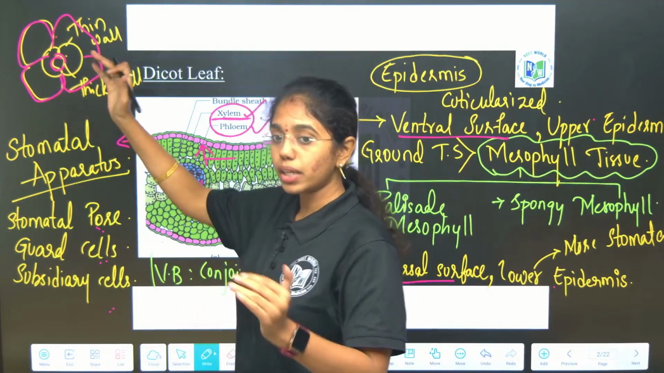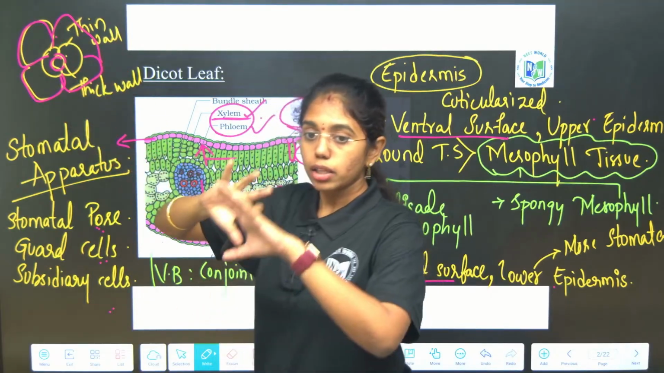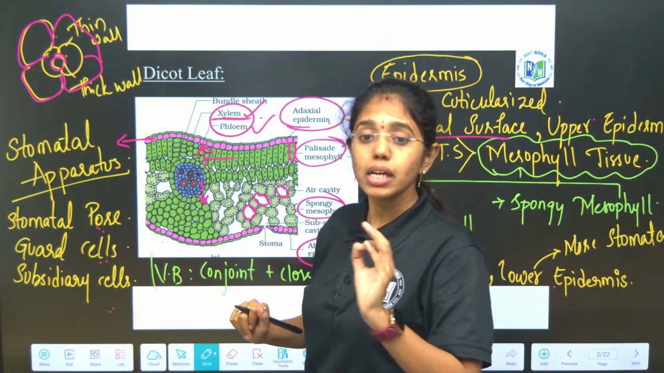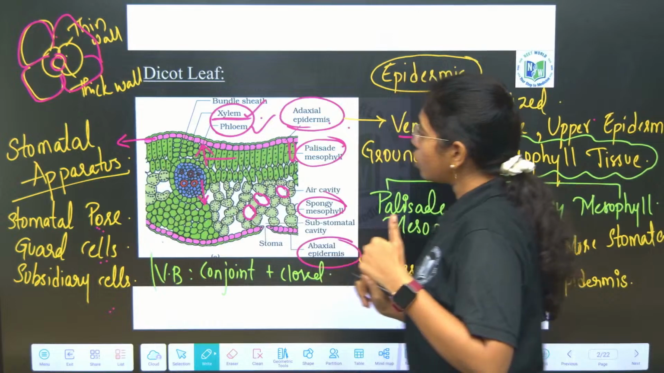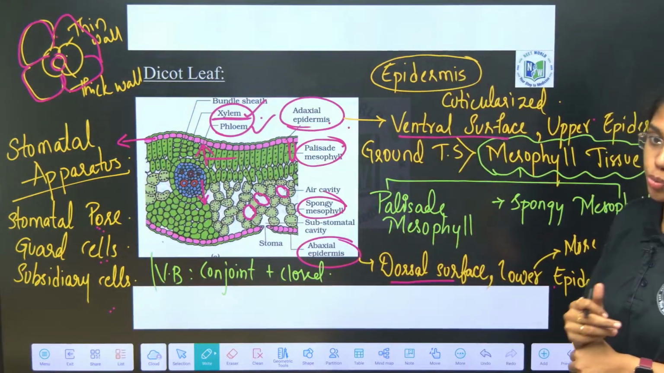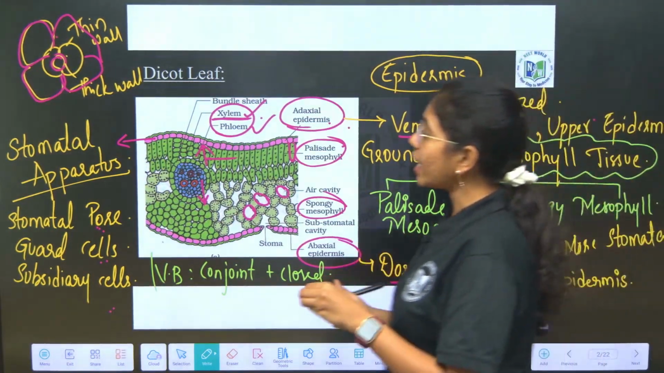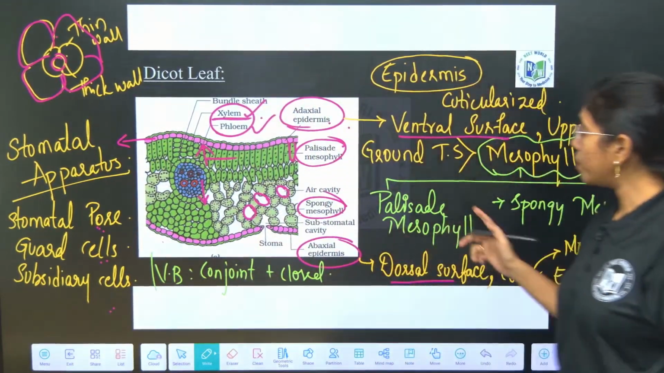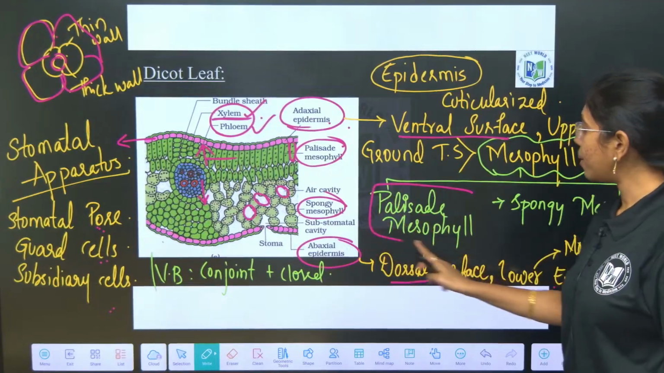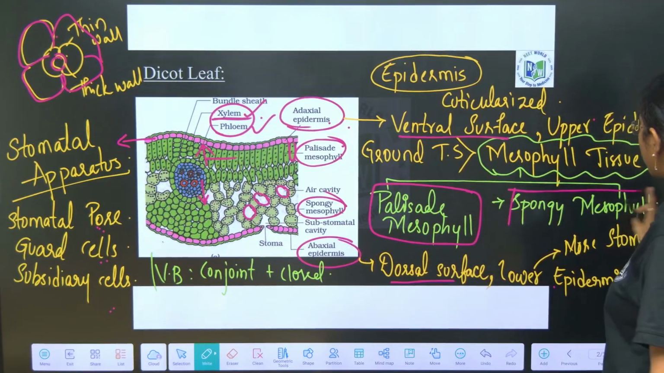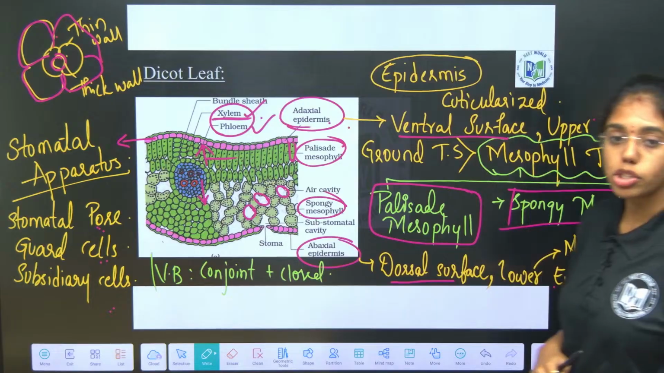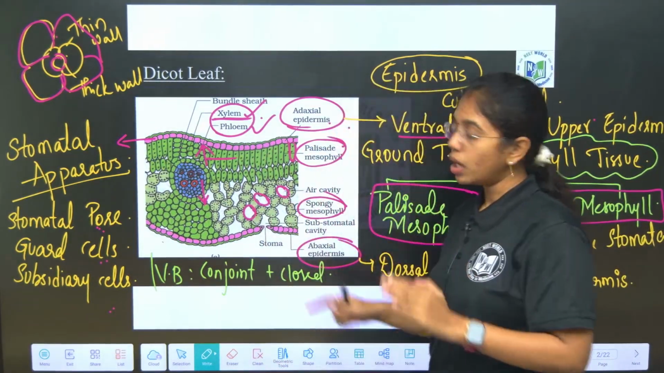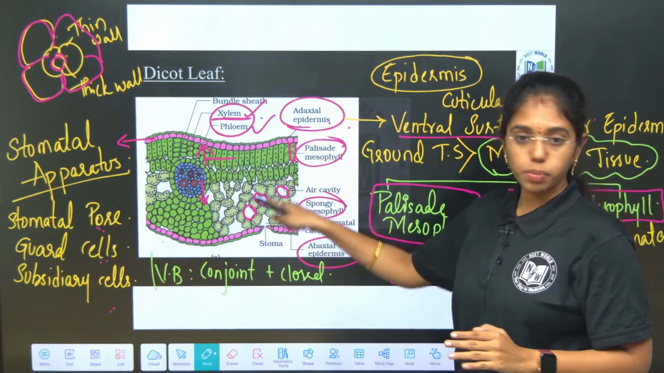Okay, it has outer thin wall, inner thick wall. Close proximity of these guard cells will have what? Subsidiary cells. So next is what? Ground tissue system or fundamental tissue system in a dicot leaf is composed of mesophyll tissue. That mesophyll tissue includes palisade mesophyll tissue and spongy mesophyll tissue. Palisade mesophyll tissue is vertically arranged parallel to each other with least intercellular spaces.